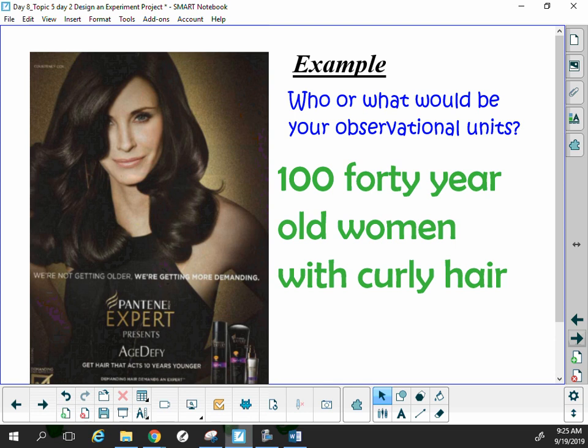Now, do I have to go out and find 140-year-old women? No, I'm just saying I'm going to, right? So you can get as creative as you want.